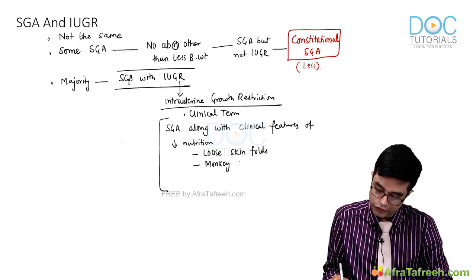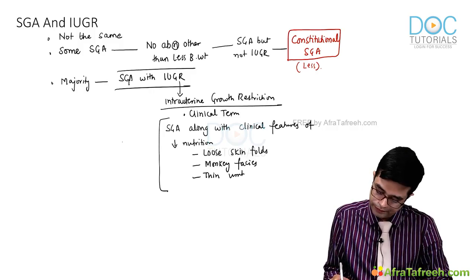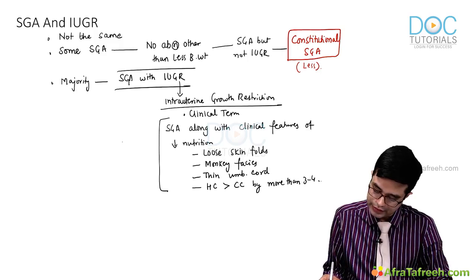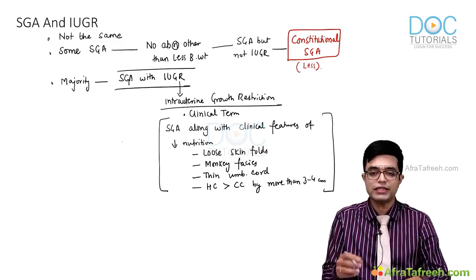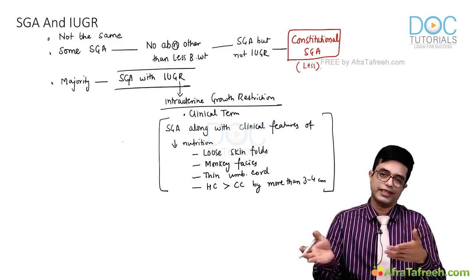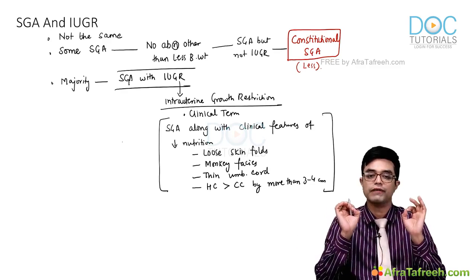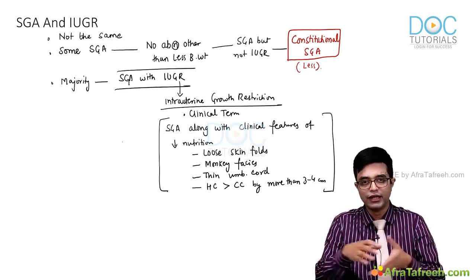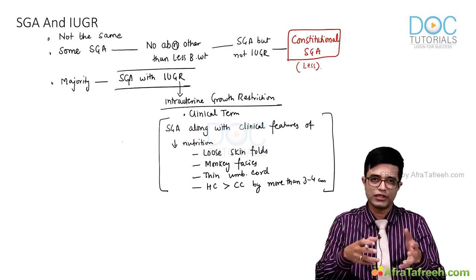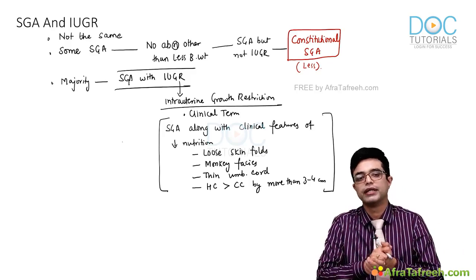We are talking about newborns, right? The child will have a thin umbilical cord, and the head circumference will exceed the chest circumference by more than 3 to 4 centimeters. So when SGA is present with these features, then we call it IUGR. So IUGR is a clinical term. They are synonymously used, but this is what the exact definition says. So for SGA and IUGR, statement-based questions can be asked. They look similar, they are in certain aspects similar, but they are not the same.